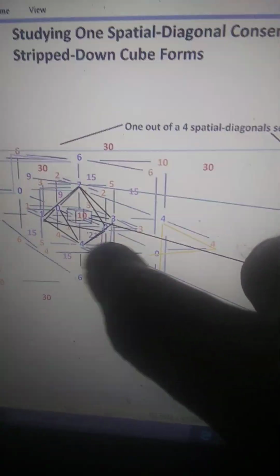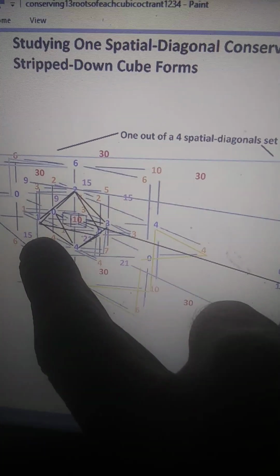So the outside's conserved as symmetrical. But that's interesting to note in the stripped down form. And for these, this is the expansion. This is only one spatial diagonal. There's 4 possible spatial diagonals on one that's totally diverse. But this isn't totally diverse. This has a 9 and a 21, and a 9 and a 21 going on these spatial diagonals. And a 15 and a 15 and a 15 and a 15 on these spatial diagonals.